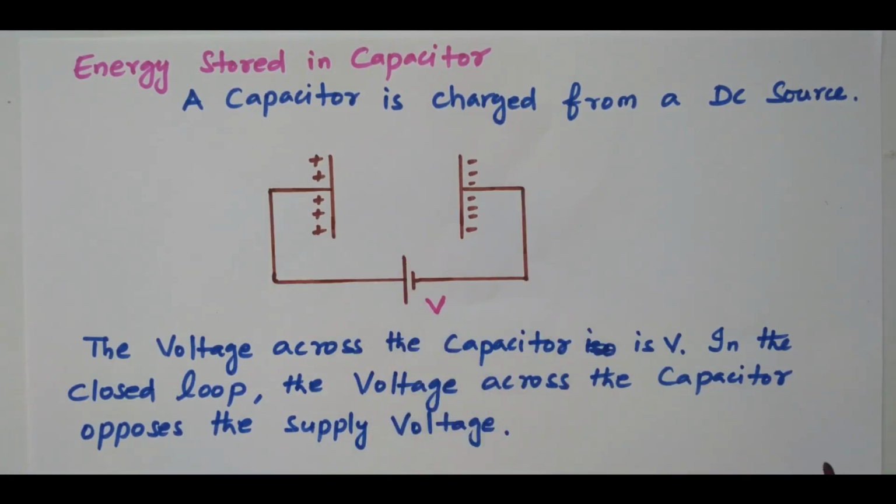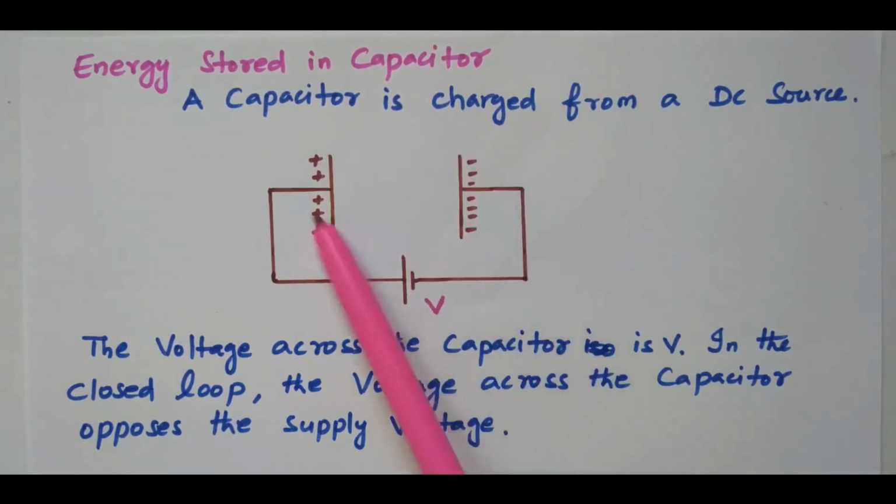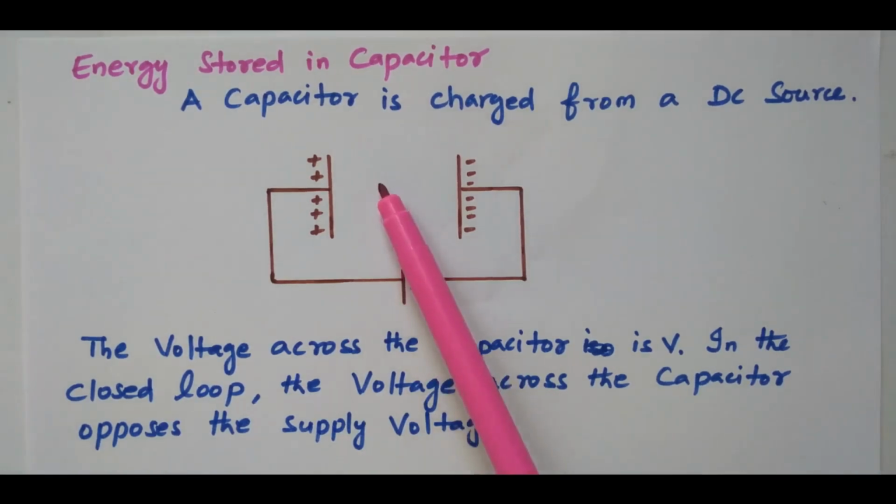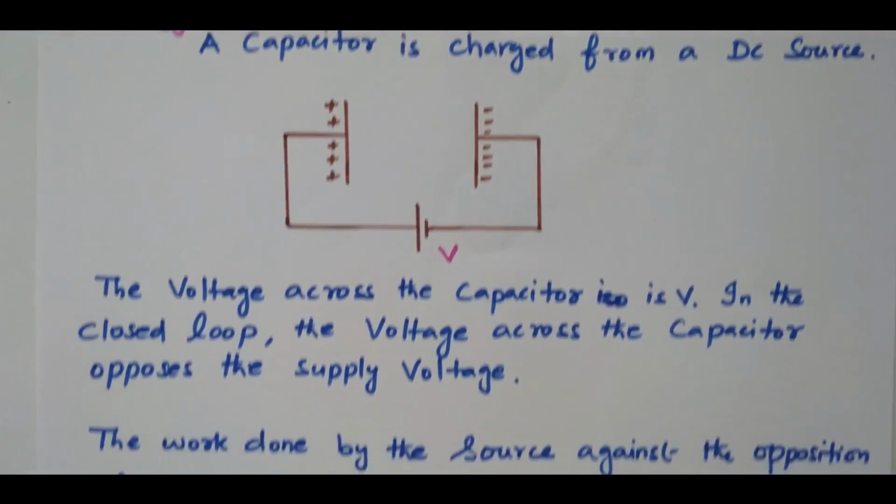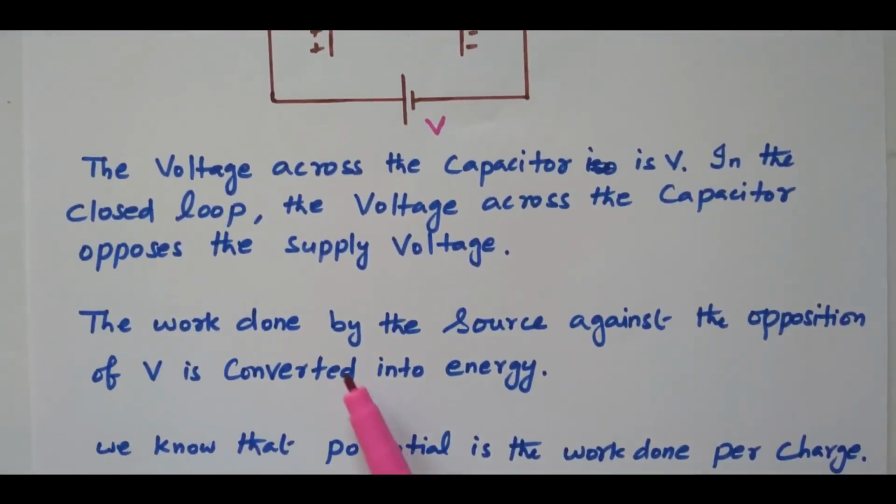The voltage is applied. What will happen? The voltage across the capacitor is V. The voltage will be developed. In the closed loop, the voltage across the capacitor will oppose the supply voltage. So we are giving the supply voltage V so that a voltage is developed across the plates. That voltage will oppose the supply voltage, right? The work done by the source against the opposition of V is converted into energy. So there is an opposition between the parallel plate voltage and the supply voltage, and that will be converted into energy, right?